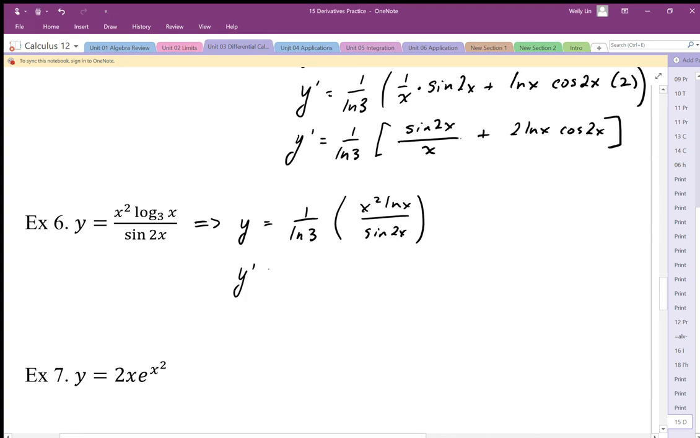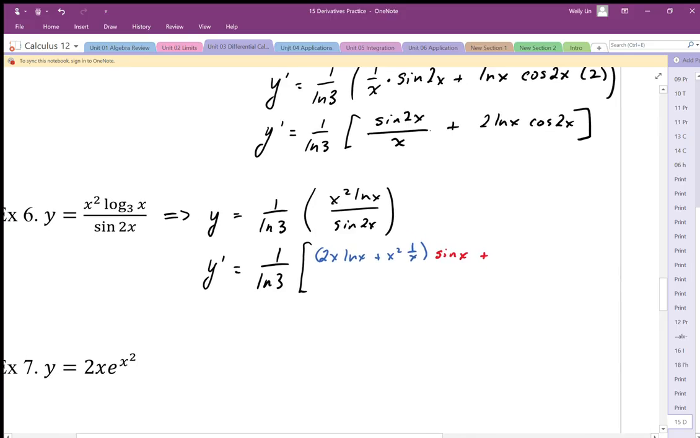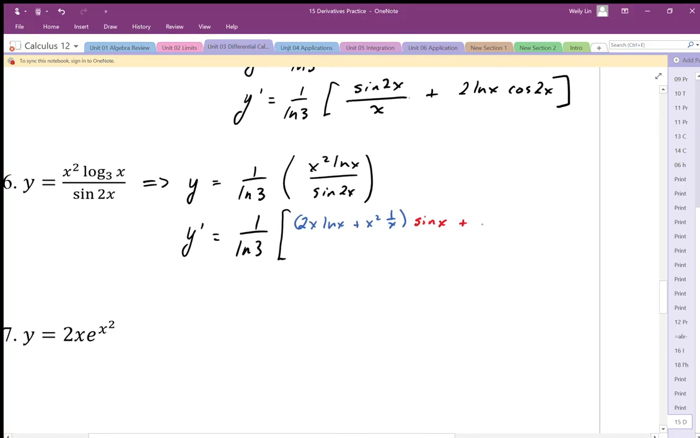As I differentiate this, keep the log on the outside, keep that separate. I'm going to differentiate the numerator. I'm going to do the numerator in a different color. So I'm going to end up with 2x log x plus x squared 1 over x. So there's my product rule. And then I'm just going to do the denominator, sine x, plus, now I've finished applying my product rule. I don't need product rule anymore, so I'm just going to leave that term, x squared ln x, the same.